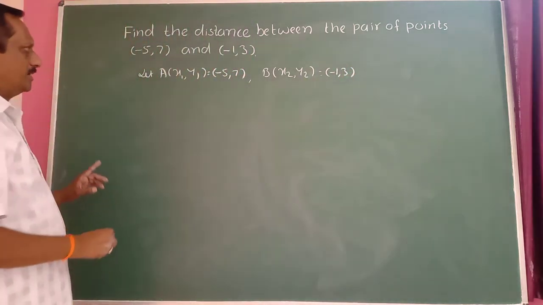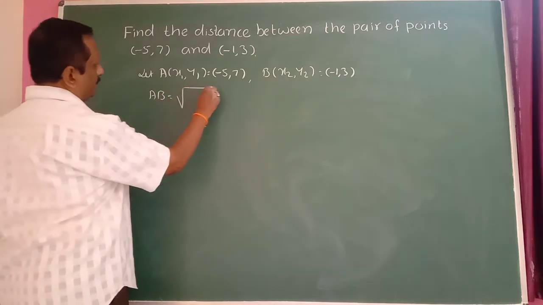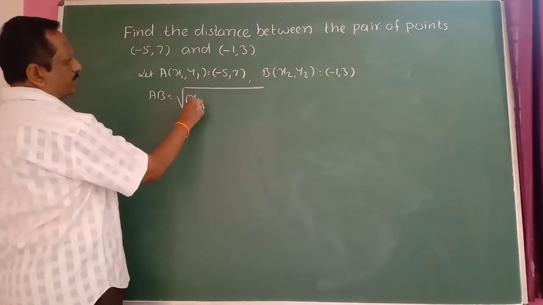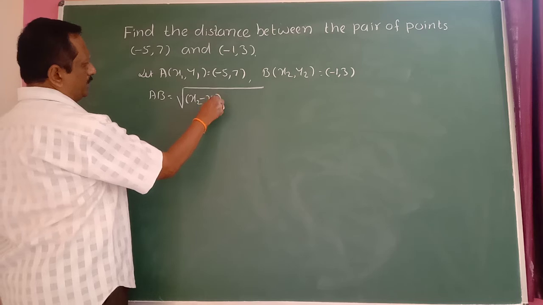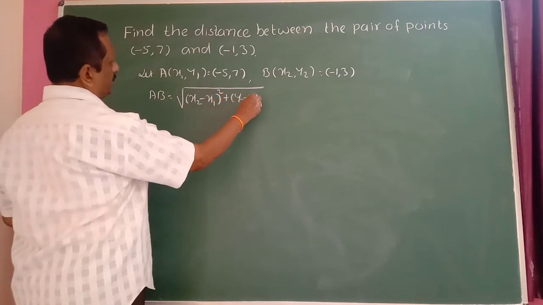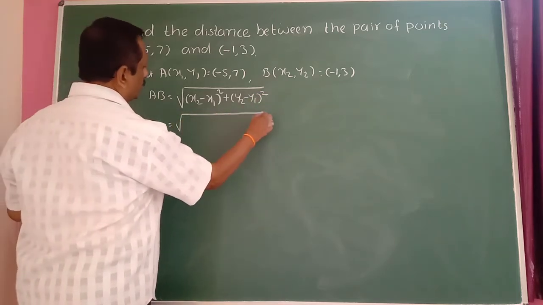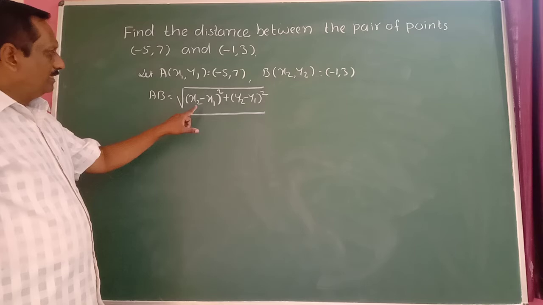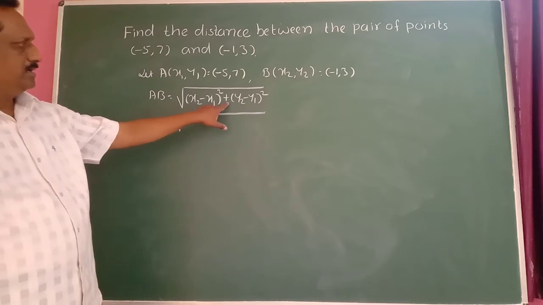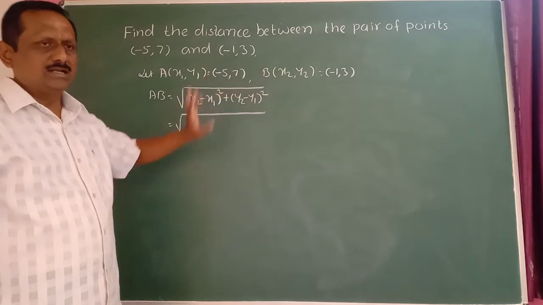You know the formula, AB is equal to root of, ಎರಡರಲ್ಲಿ ಯಾವುದಾದ್ರು ಒಂದು ಯೂಸ್ ಮಾಡ್ಕೋಬೋದು. ನಾವು ಯೂಸ್ ಮಾಡ್ತಾ ಇರೋದು x2 minus x1 whole square plus y2 minus y1 whole square. ನಿಮಗೆ ಗೊತ್ತಿರುವ ಹಾಗೆ ದೂರದ ಸೂತ್ರ ಏನಿದೆ ಅಂದರೆ x2 minus x1 whole square plus y2 minus y1 whole square, ಸ್ಕ್ವೇರ್ ರೂಟ್ ಹಾಕ್ಬೇಕಾದ್ರೆ ಇದು ದೂರ ಸೂತ್ರ ಅಂತ ಆಗುತ್ತೆ.